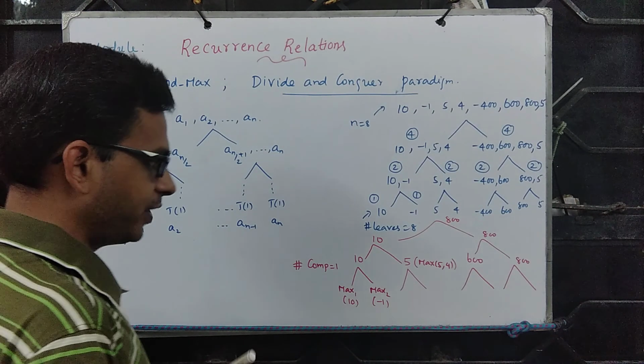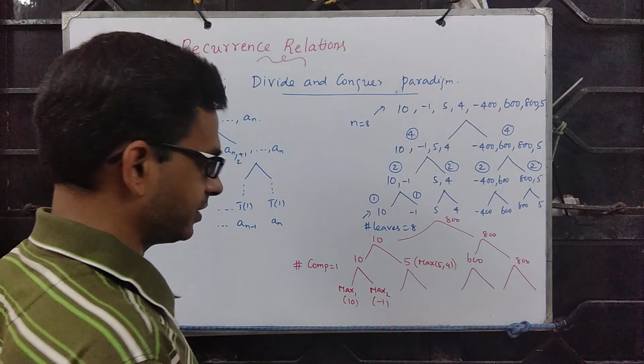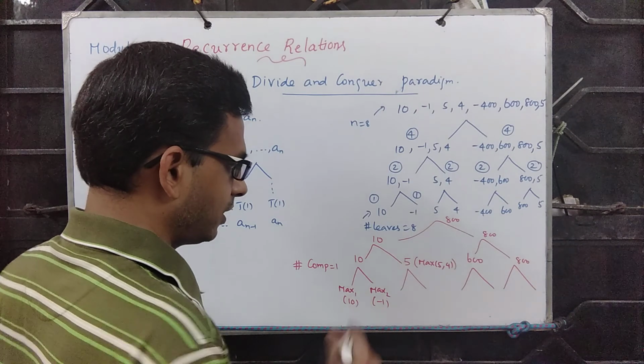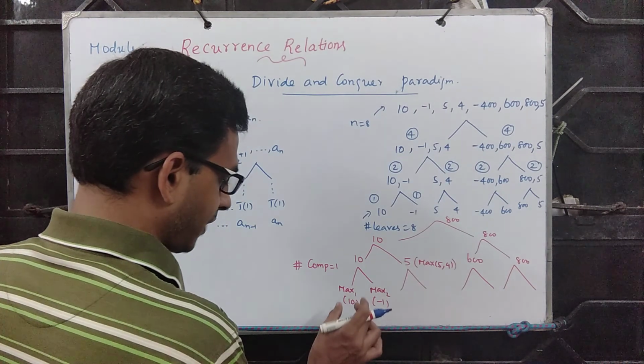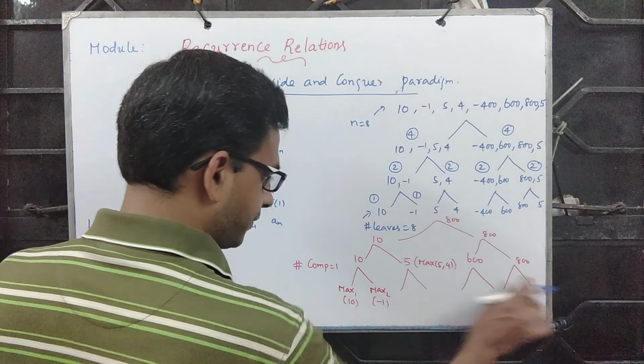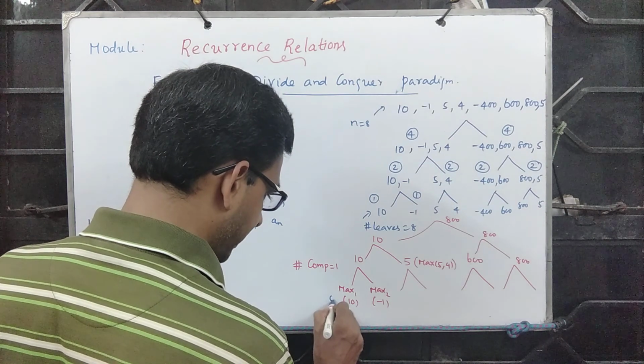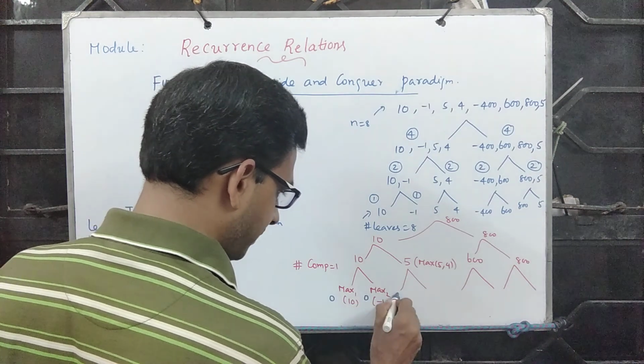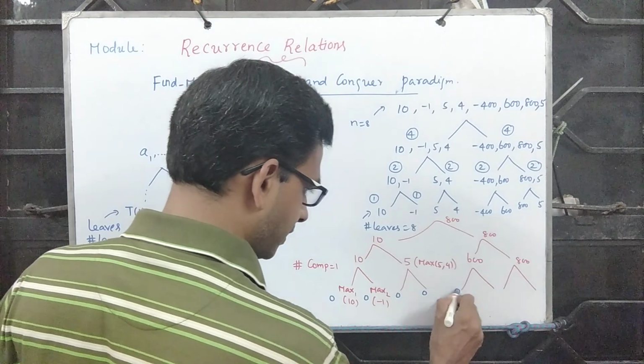Now you can carefully count how many comparisons we have done to complete this task. T of one subproblem, no comparisons at each of these places. So 0 comparisons at each of the leaf nodes.